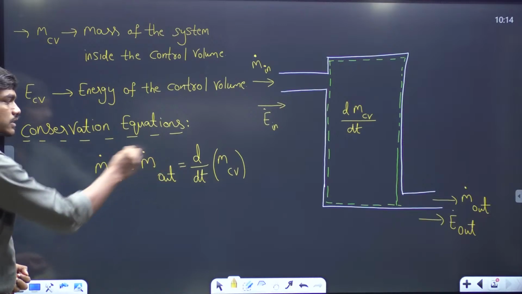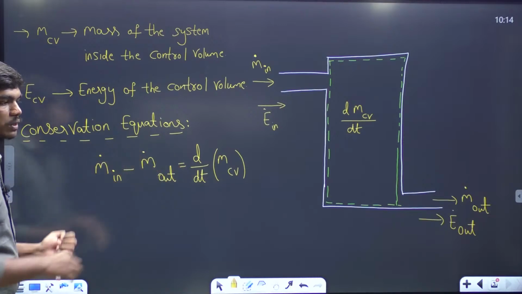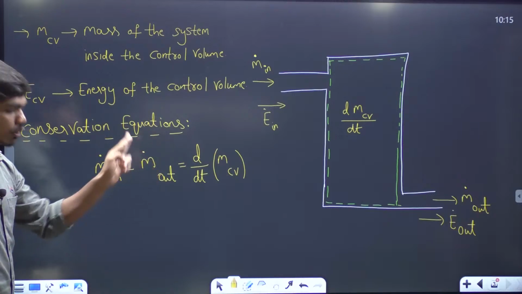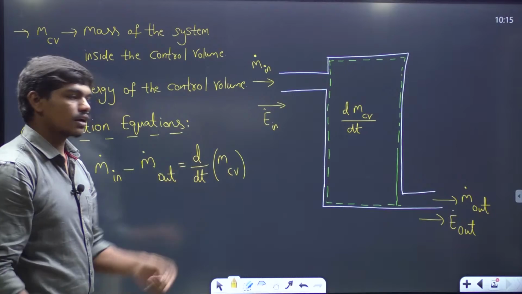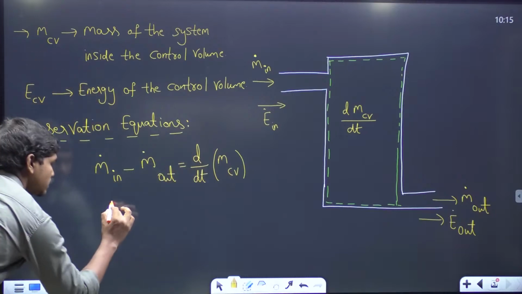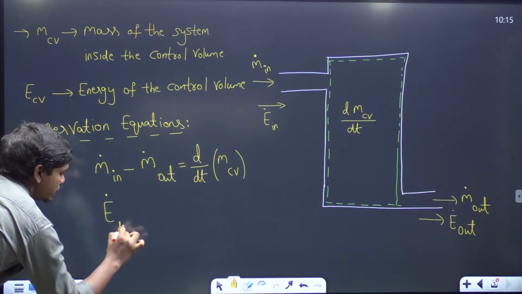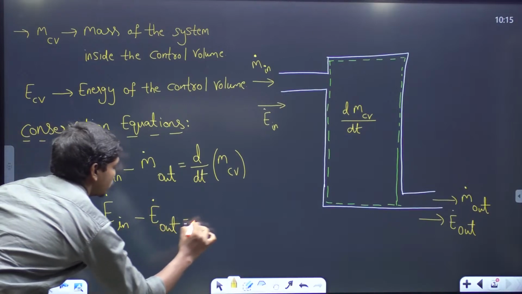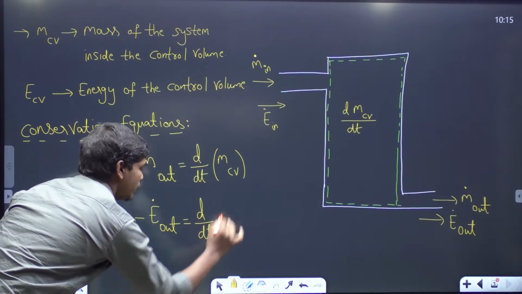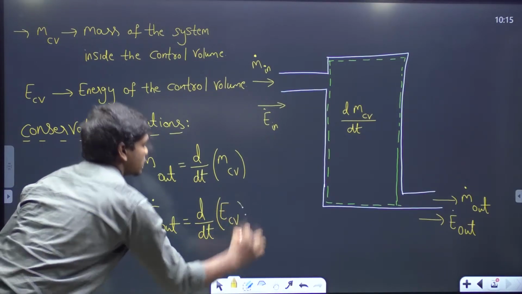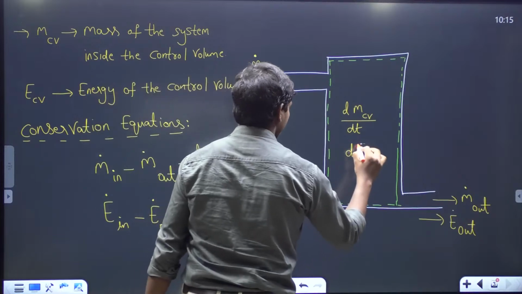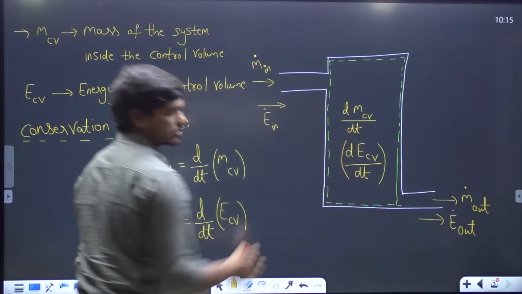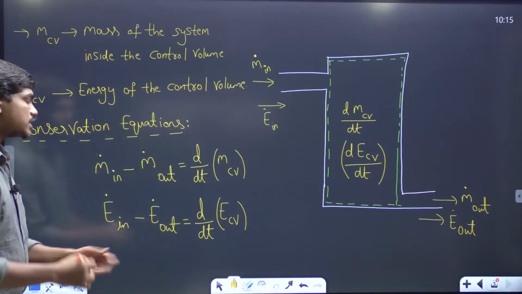If you take rates, you can differentiate this equation on both sides with respect to time. That will give you mass flow rate into the system minus mass flow rate out of the system is equal to the rate of change in mass of the control volume. Correct? Next, if you write the energy conservation equation, energy in minus energy out in rates form is equal to d by dt of the energy of the control volume. Let us suppose the energy of the control volume is changing at a rate d by dt. Okay, so these are two conservation equations, correct?